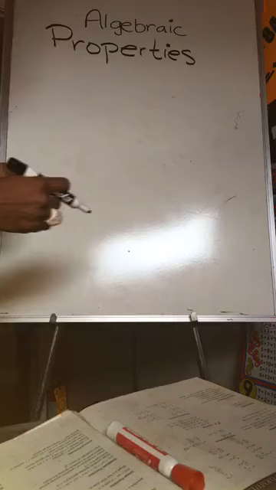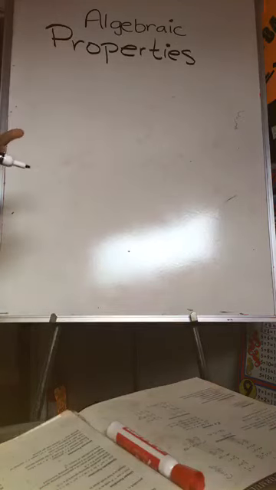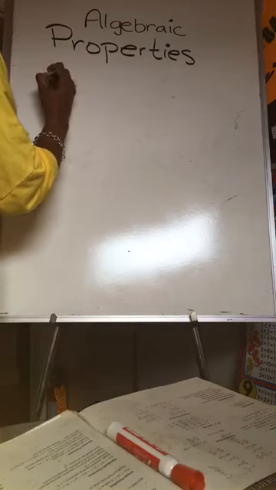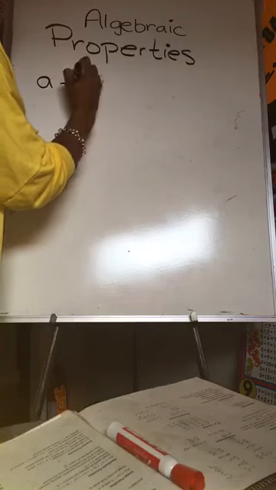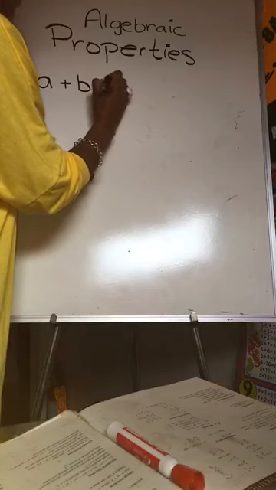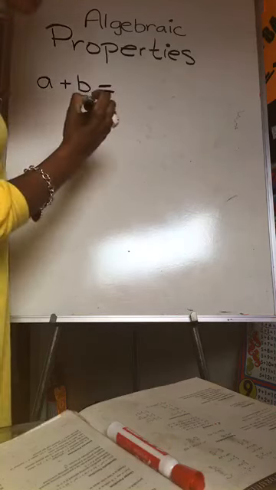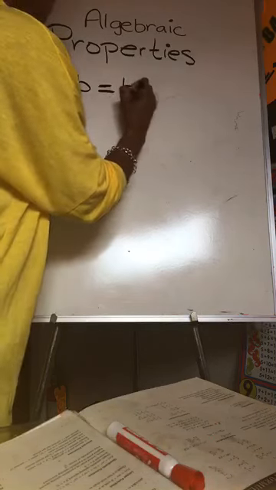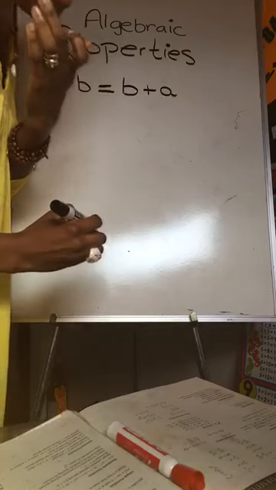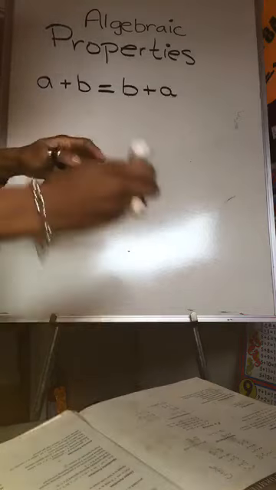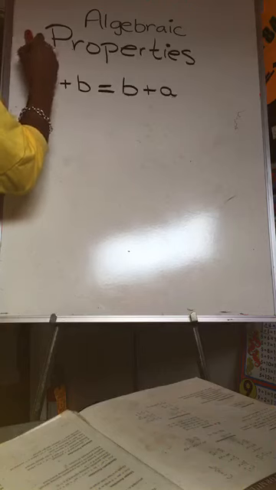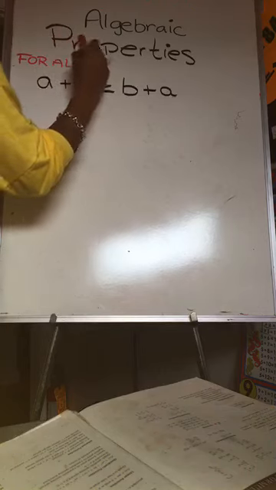I'm on live. Okay, the first property that we're going to put up is A plus B equals B plus A, okay? So this is for all real numbers. I'm going to put for all real numbers.